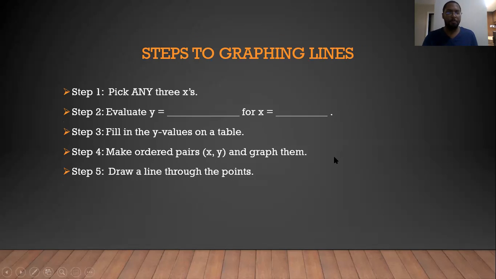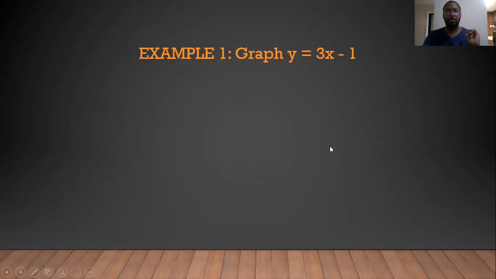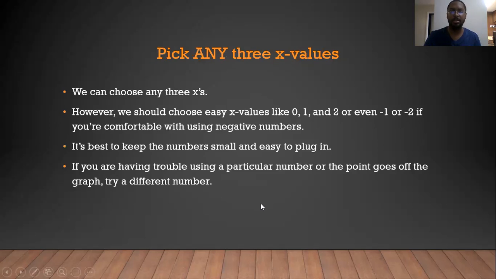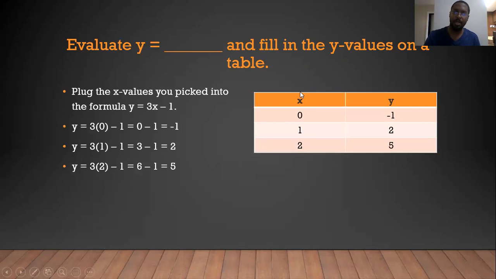All right. Now, we've graphed 2 different ways. The first way that we graphed things was, what we basically do is we pick 3 X's. We make a table. And the table would look something like that. You had an X and a Y.